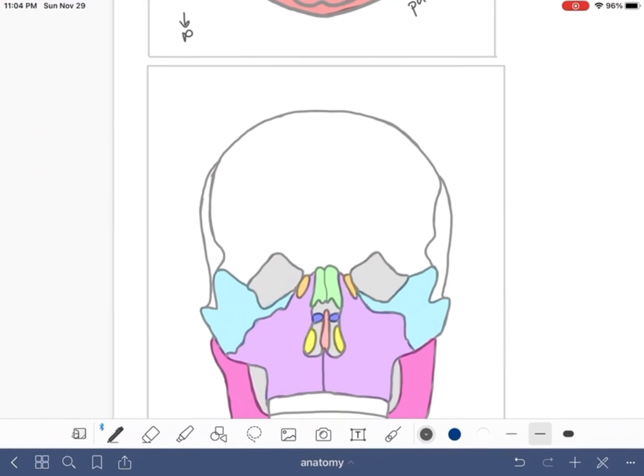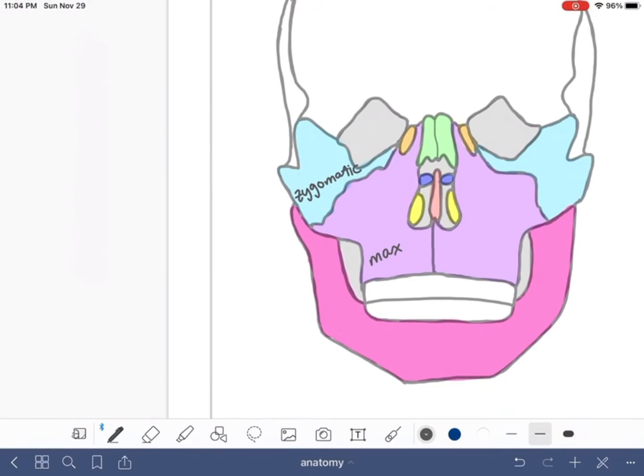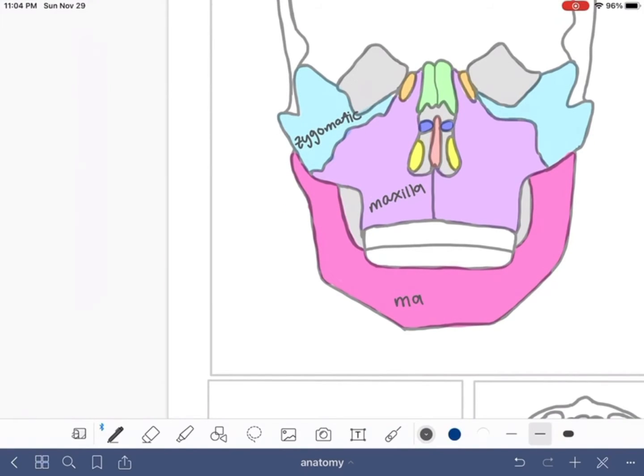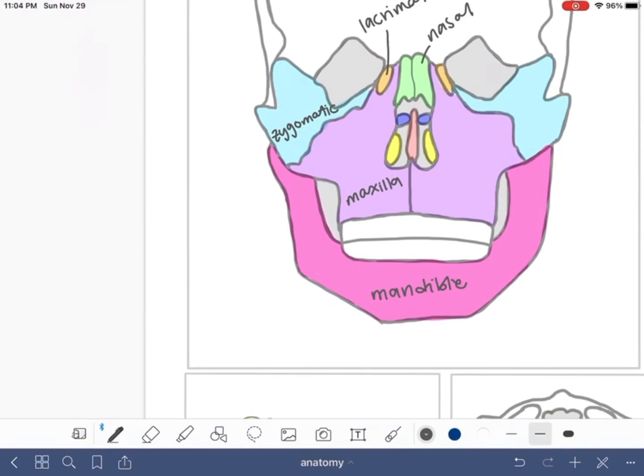Moving on down, we're going to talk about the bones that make up the face, aptly named the facial bones. A lot of these are paired. So we have the zygomatic bones on both sides of the cheekbones. We have the maxilla bones, also paired. We have the mandible, which is the lower jaw. And then we have a bunch of these little tiny paired bones. First the nasal and the lacrimal bones.